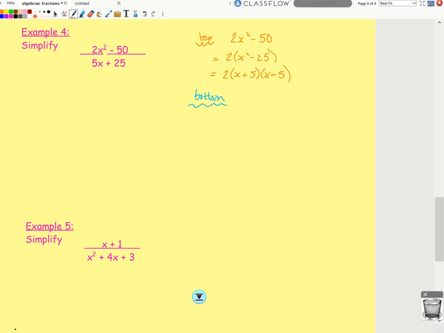Right, so in the bottom line, I've got 5x plus 25. And that has a common factor of 5, so I'm going to take out a 5. And then I'm left with x plus 5 in the middle, in the bracket. Now, let's put these back into the right place. So the top line, we factorise to get that.